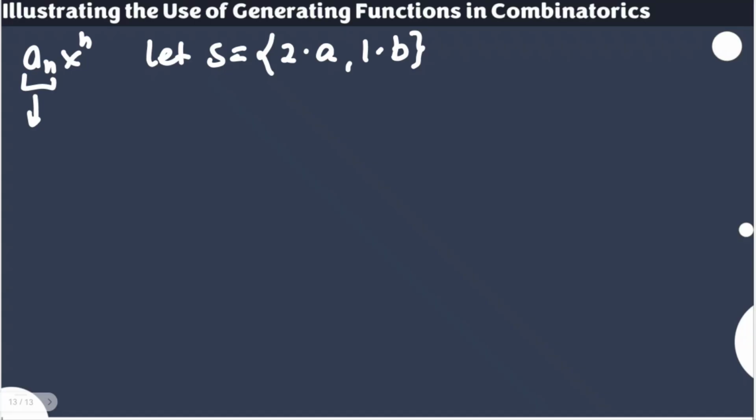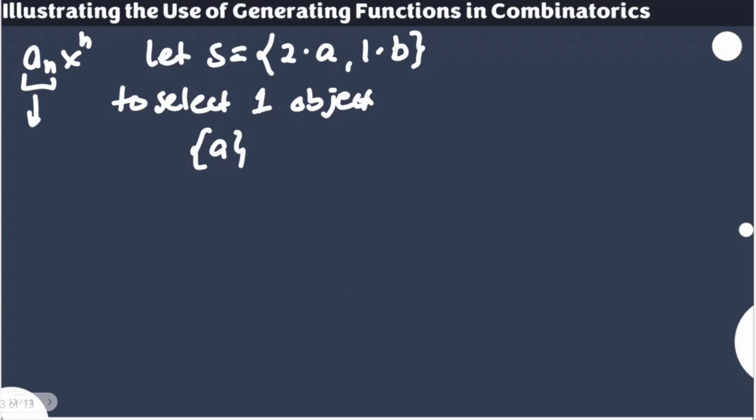Now, if we are going to select one object from this, take note that we have the multi-set of A, and A is identical. We can only select A and B separately. We cannot say A sub 1 and A sub 2, because in the first place, it's a multi-set. They are the same. So the number of ways to select one object is equal to 2 ways.